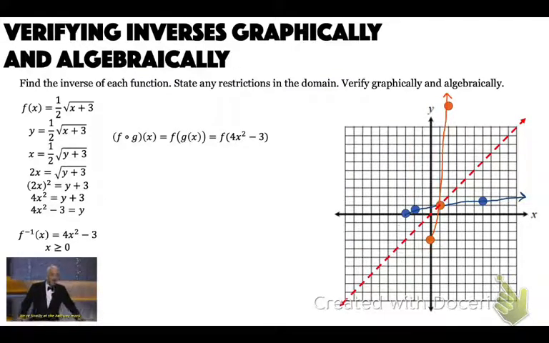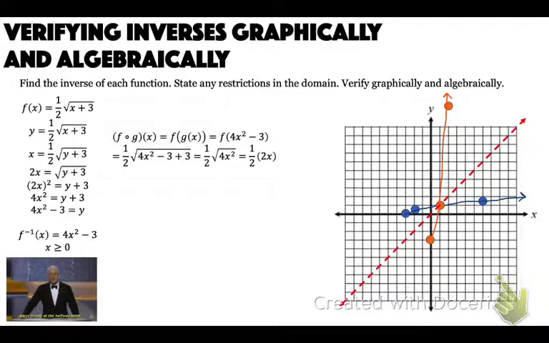So I need to verify this algebraically, so I need to plug g of x into the f function. So I have f of 4x squared minus 3, which is 1/2 times the square root of 4x squared minus 3 plus 3. Those 3's cancel. I get 1/2 times the square root of 4x squared. Well, the square root of 4x squared is 2x, so 1/2 times 2x. The half and the 2 cancel, so I'm just left with x.